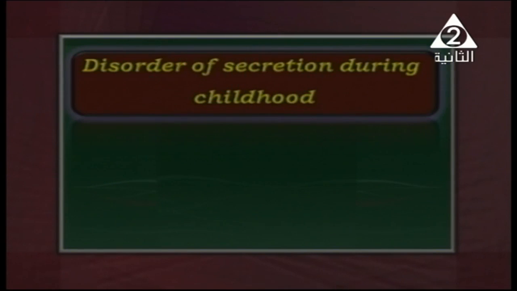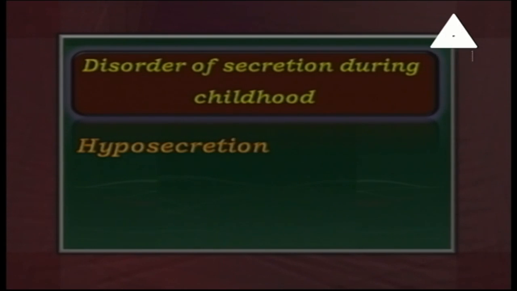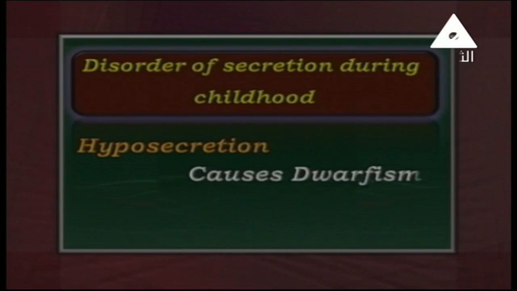Actually, the disorder that may happen of increasing or decreasing of the growth hormone in childhood, only in childhood, okay? Hyposecretion means what? Decreasing in the secretion of the growth hormone. Again, hypo means decreasing. A little amount of secretion of this hormone inside the body during childhood causes what? Dwarfism. Yes, it causes dwarfism. The person looks very short in his body.